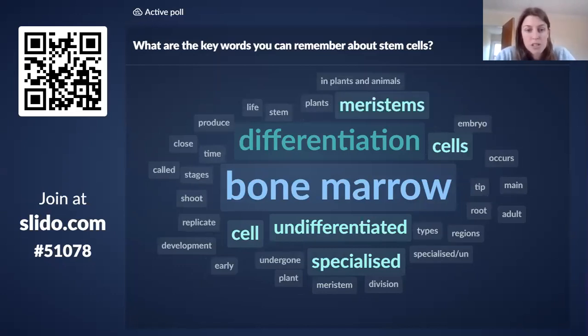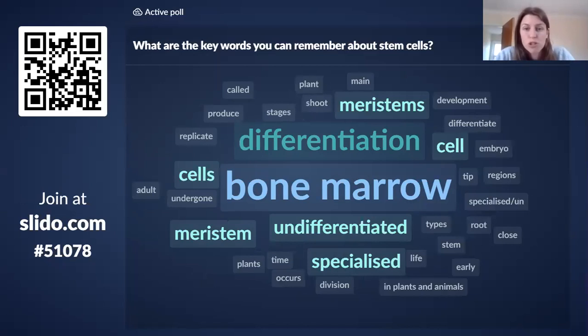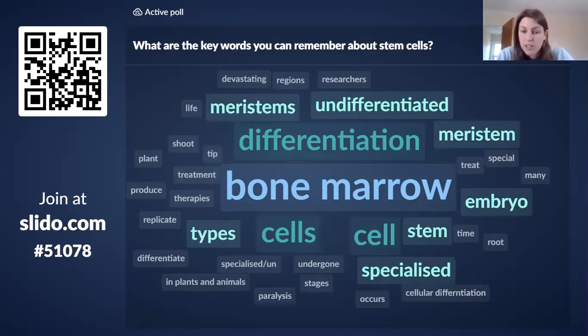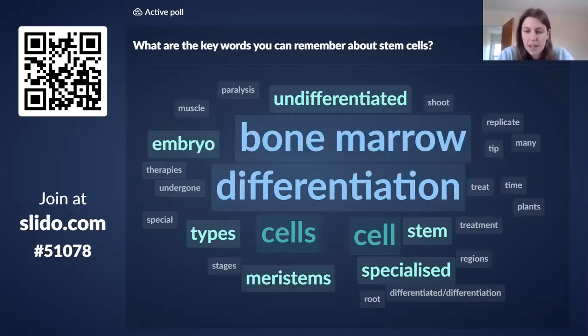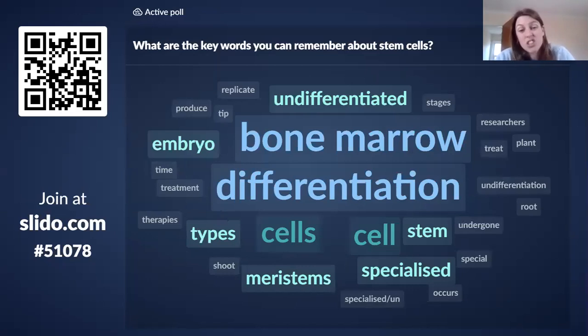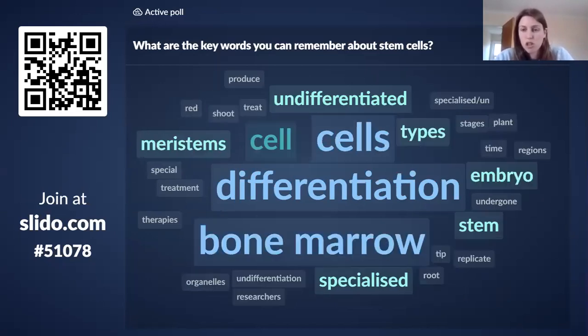Plants and animals, yes, they're in both stages. Roots and shoots we've got in there, brilliant. We talked about those yesterday. Specialized, exactly. That's another key word in this topic. Meristems, that's really good. That's for areas in plants where stem cells are produced.